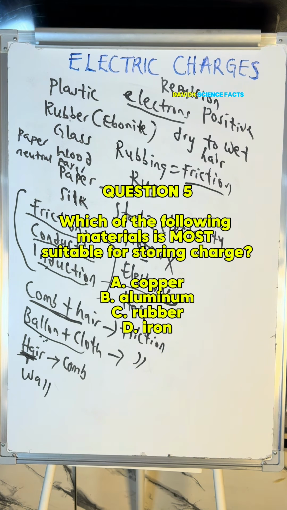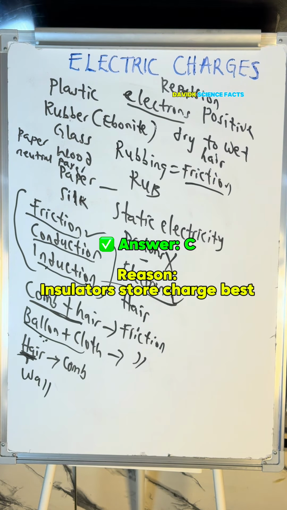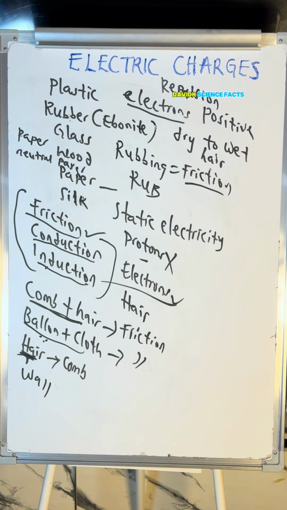Question 5. Which material stores charge best? Don't guess. Just think about it. Answer is C. Rubber. Remember, insulators store charge. Conductors lose it. Conductors lose charge, while insulators store charge.